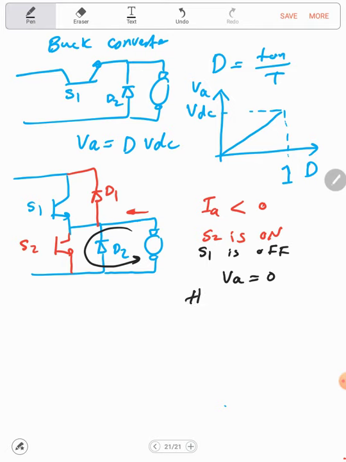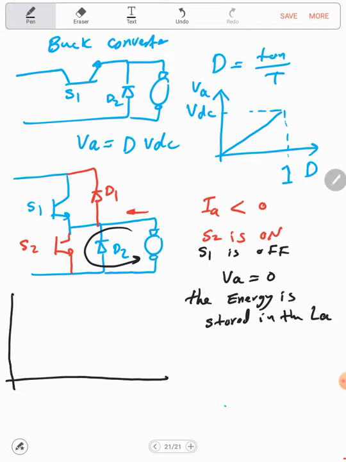So the energy here. Part of the energy will be stored in the inductance, and another part is dissipated across the resistance Ra. So here the energy is stored in the inductance La. So if I plot here the T, this is the VA.